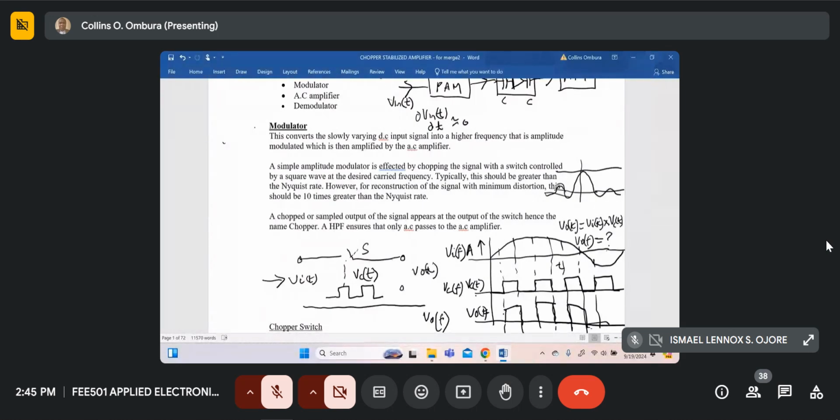So in this diagram, the pulses of V naught of t will have a fundamental frequency that of Vc of t, and then all the other odd harmonics if Vc of t is a square wave. So please go revise the sinc function that you did in your telecoms.